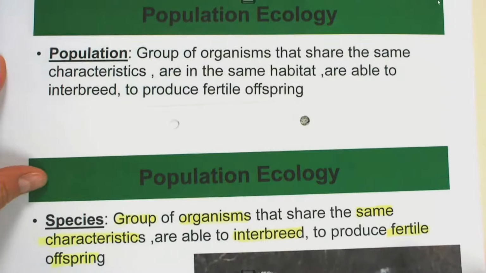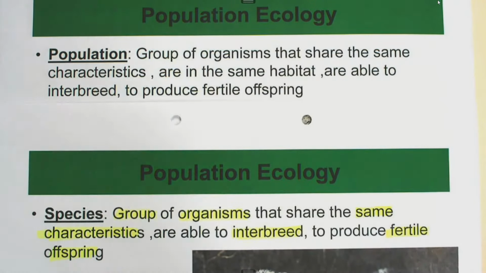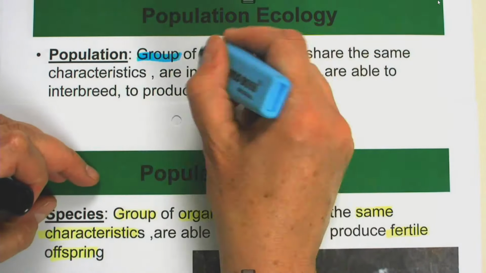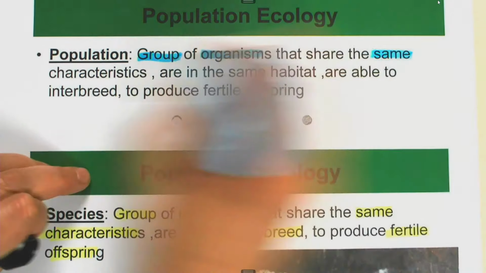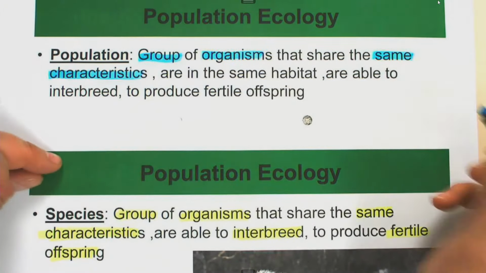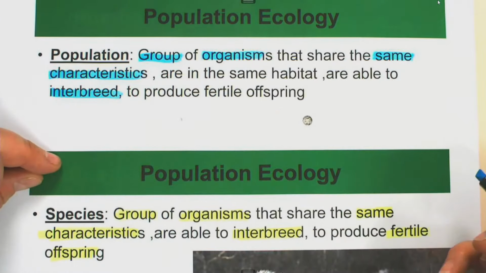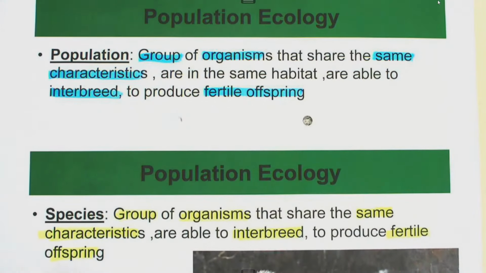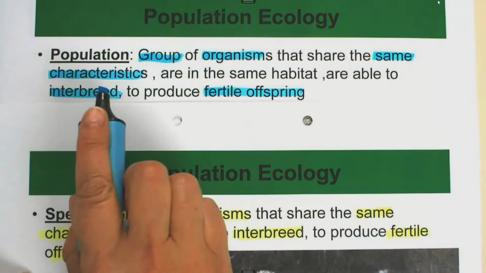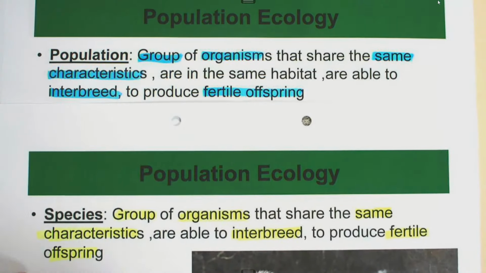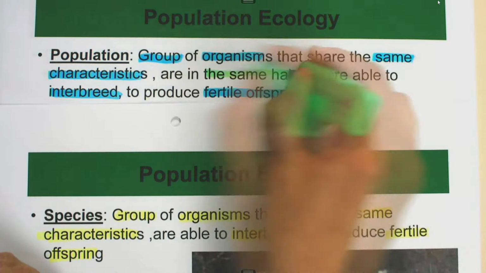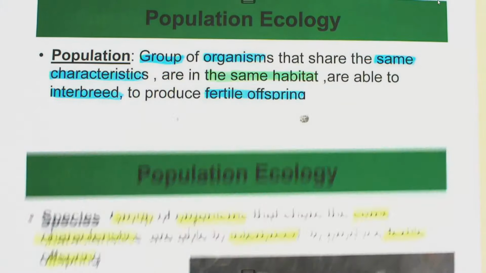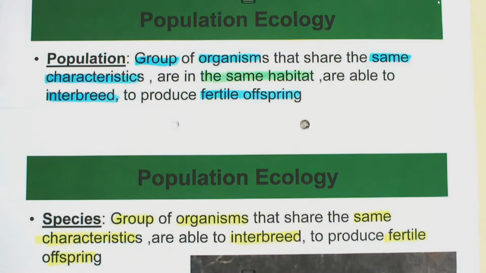Let me just move this a little bit. It is a group of organisms that have the same characteristics, okay? They are able to interbreed and they produce fertile offspring. So if you know the definition for species, you're almost there for the definition for population. The only thing that we need to add here is that they are in the same area. They are in the same habitat at the same time, obviously, otherwise they won't be able to interbreed.